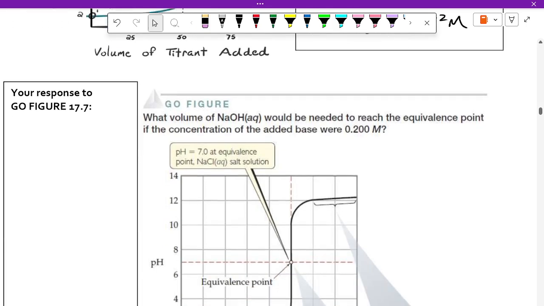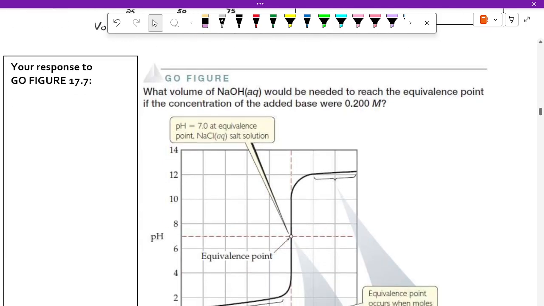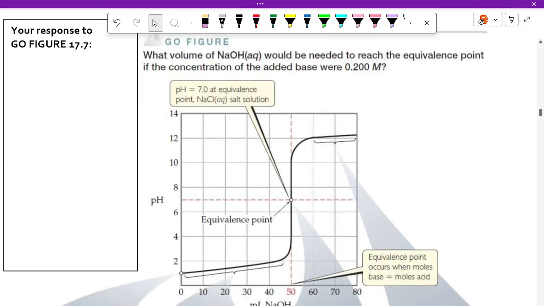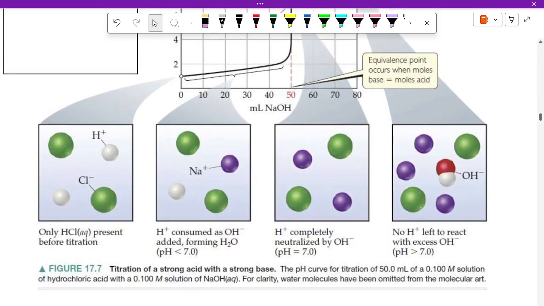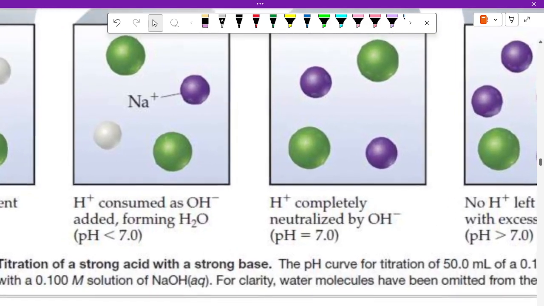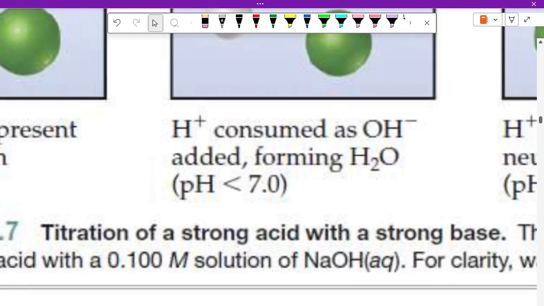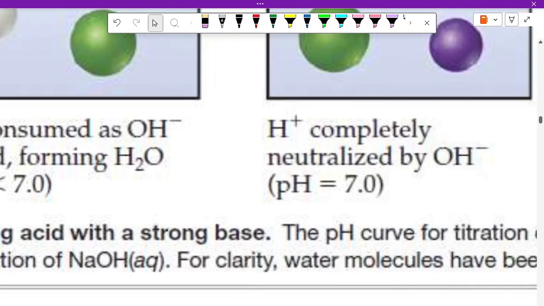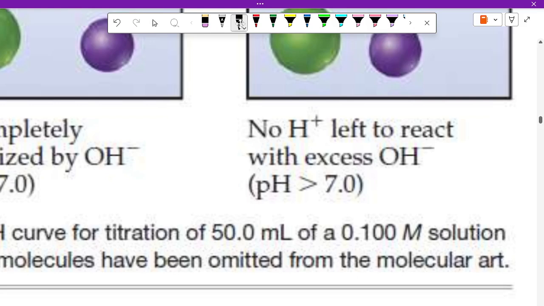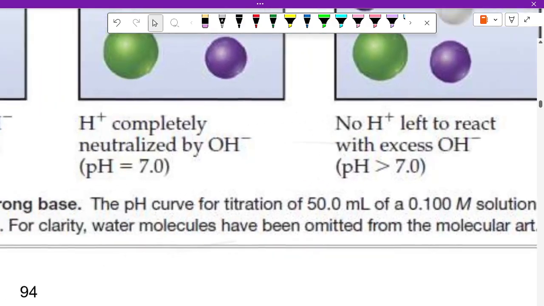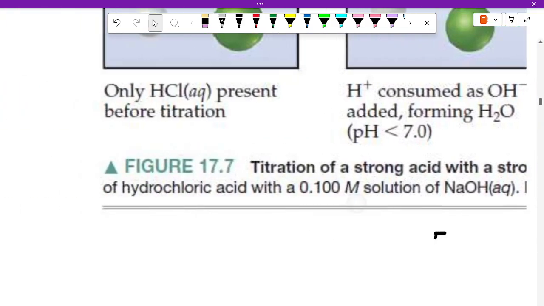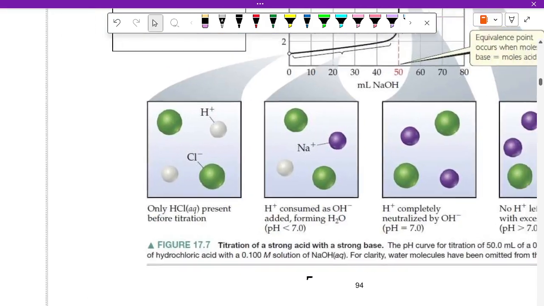What volume, and here we have another graph, what volume of NaOH would be needed to reach the equivalence point if the concentration of the added base were 0.2 molar? Now this requires us to know something first, and that requires us to go down to the bottom and read about this graph. So this is the titration of a strong acid with a strong base, and it says the pH curve for titration of 50 mL of 0.1 molar HCl.